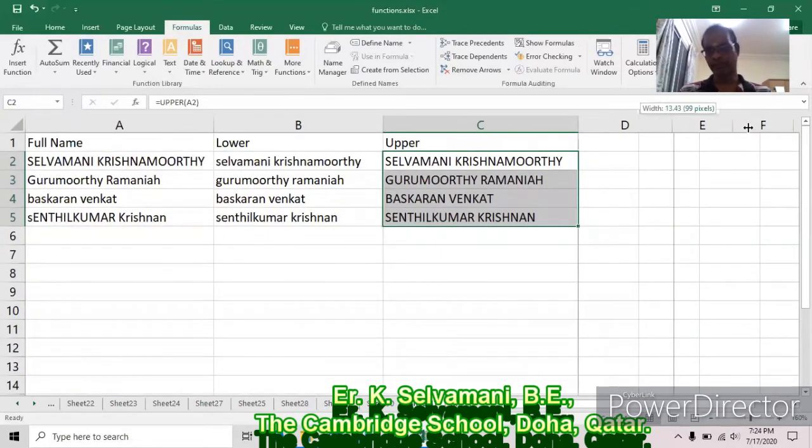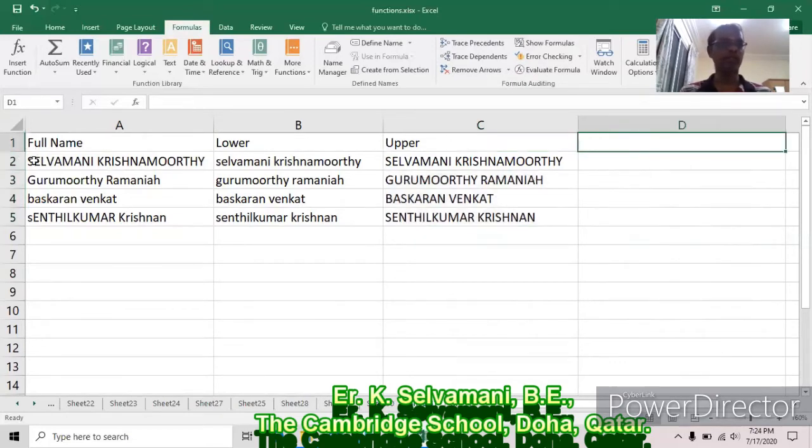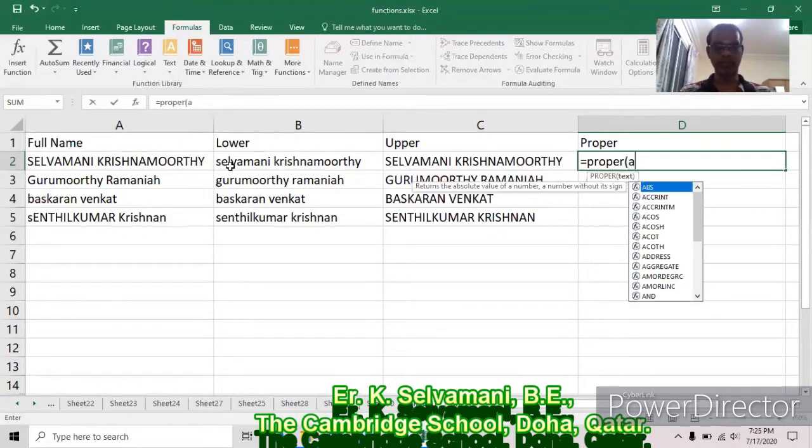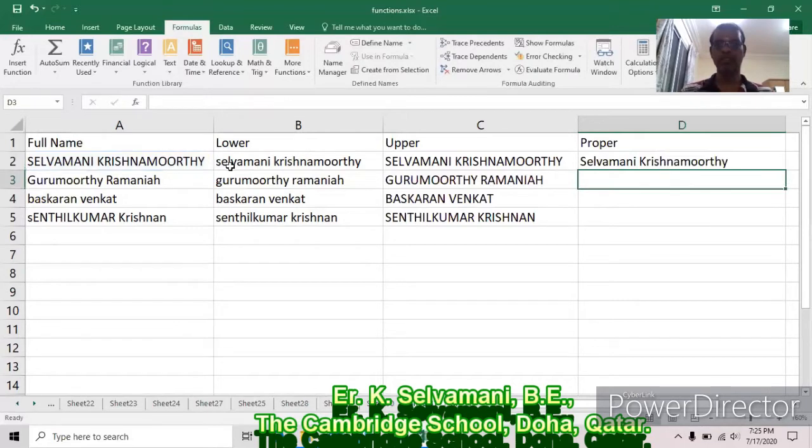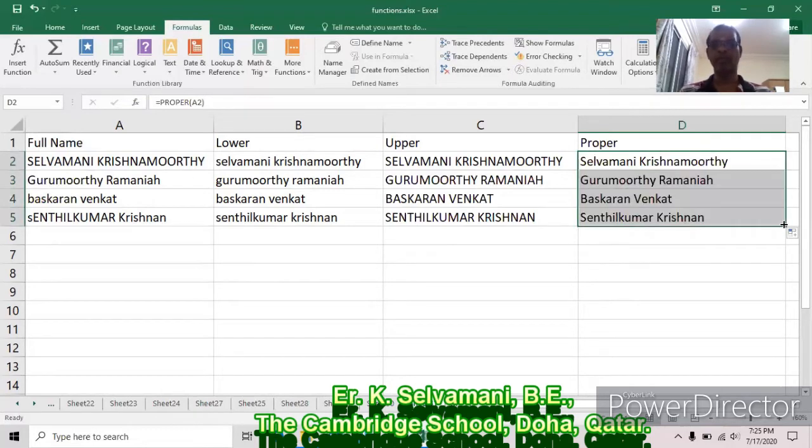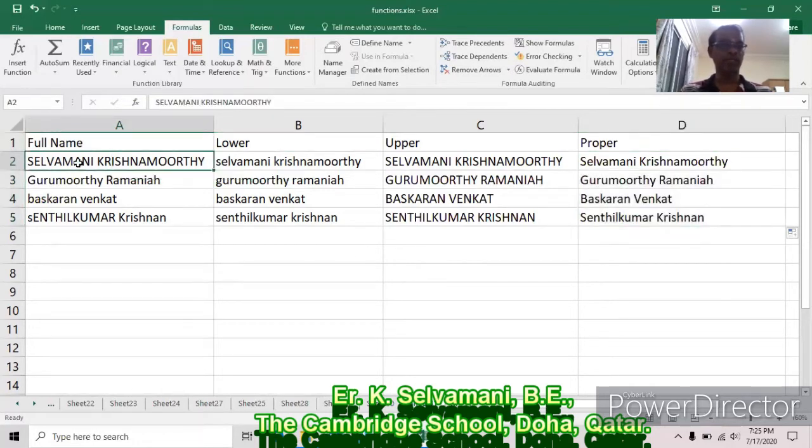Proper case. The first letter of the word alone should be a capital letter. Yes alone, Yes alone should be a capital letter. Everything else will be small letter. And then Krishnamurthy, K alone should be a capital letter. The remaining will be small letters. That is proper case. Equal to PROPER, open bracket A2, close bracket. See here, S alone is capital letter, K alone is capital letter. The rest of the things will be small letters, whatever the case in A2.